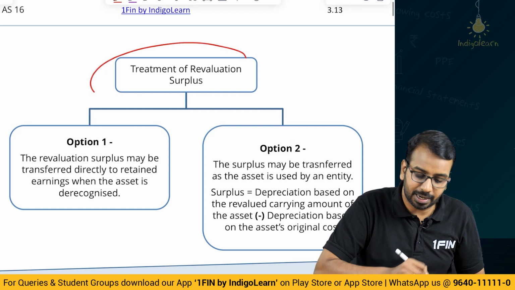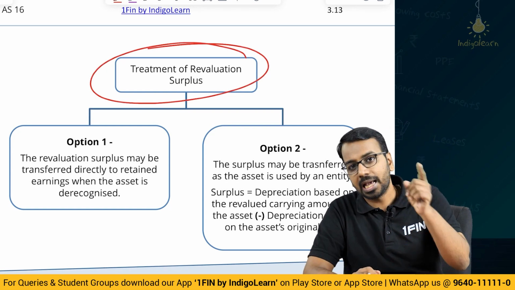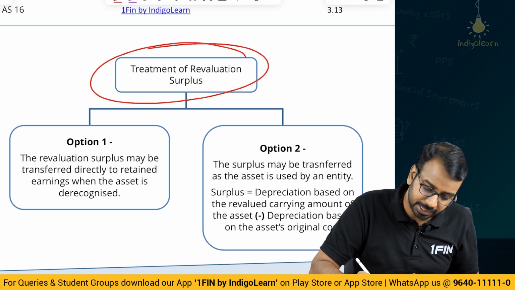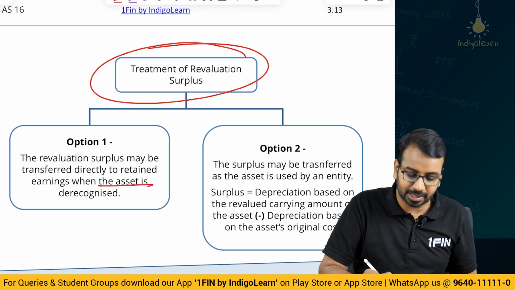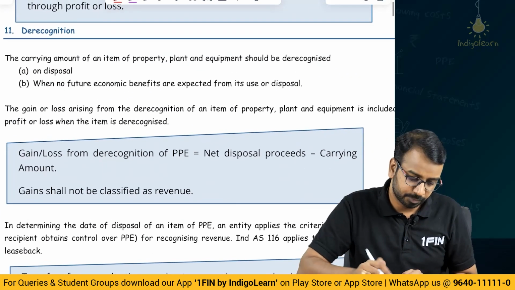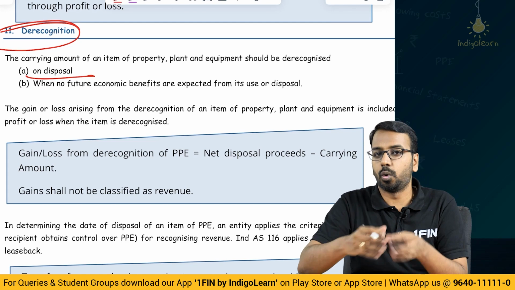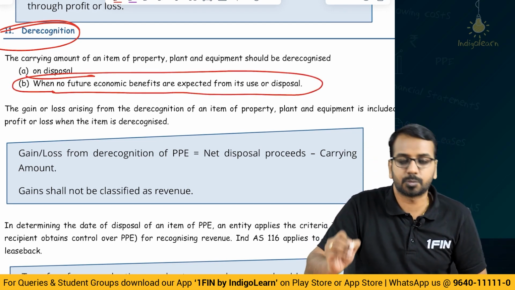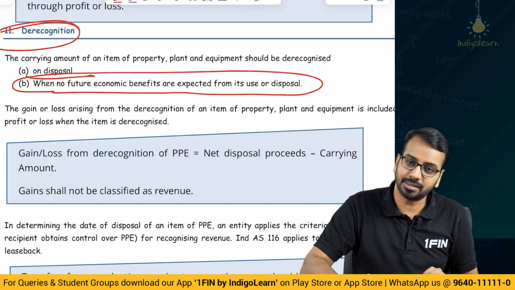Then what do we do with the revaluation surplus? Periodically, considering the difference between original depreciation and revised depreciation, you can transfer that amount to retained earnings, or when the asset is derecognized, at that point of time you can transfer to the retained earnings. When do we derecognize? When the asset is disposed, means we have sold, discarded, scrap, or when no future economic benefits are expected from its use or disposal. We will not get any future economic benefits, then in that case we will derecognize the asset.